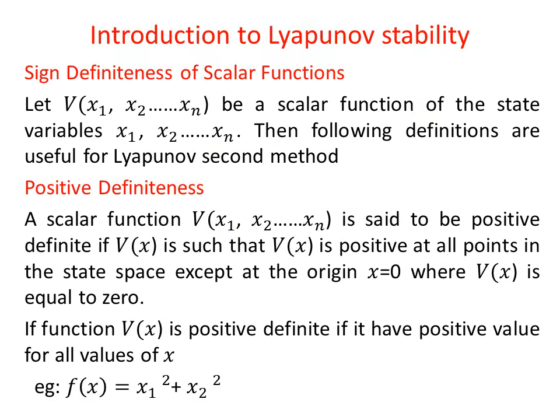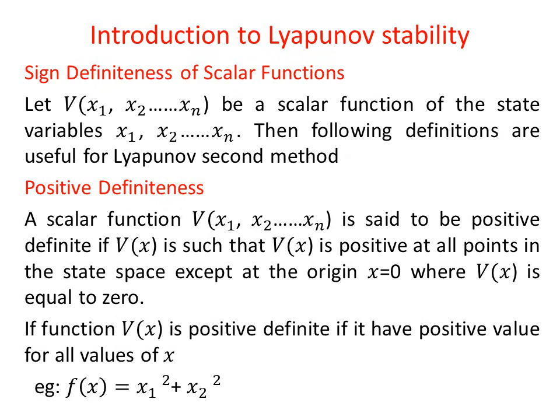And we can start the Lyapunov stability with some definitions. First of all, we have to study the sign definiteness of scalar functions. Consider a scalar function v of x, where x is the state variable and v of x is a function of the state variables x1, x2, etc. to xn. These definitions are useful for Lyapunov second method; there are two methods of Lyapunov stability theorem, and these definitions are suitable for the second method.